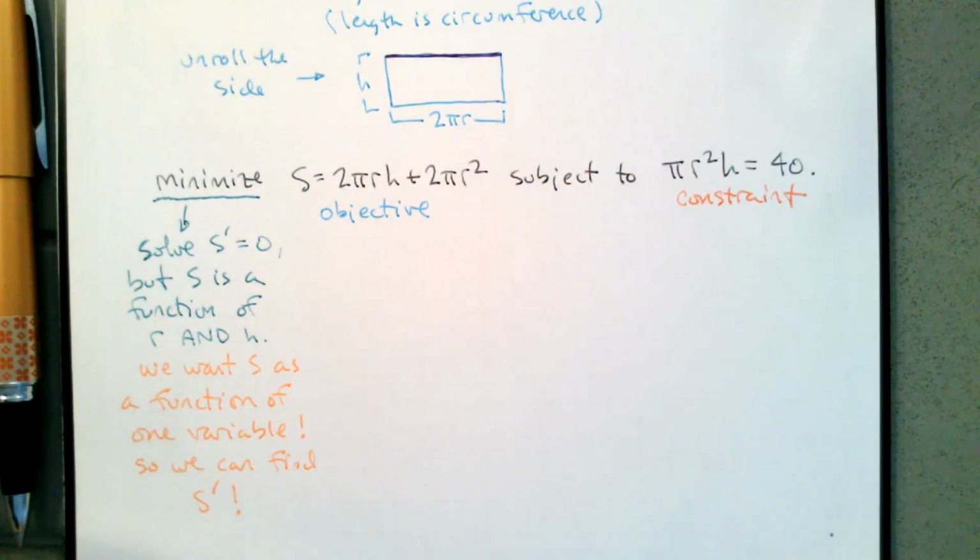And that's where the constraint comes in. What we're going to do is use the constraint, which establishes a relationship between R and H, and then use that to eliminate R or H from our objective, so that our objective will involve only one variable. So let's use the constraint.